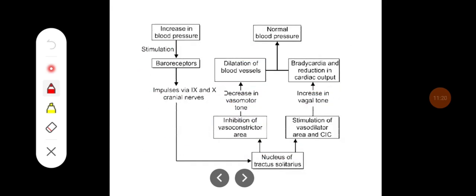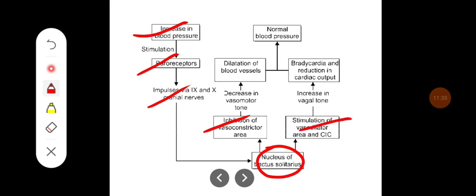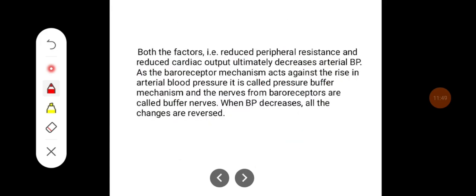So this is what is going to happen when there is an increase in the blood pressure. The baroreceptors are stimulated and impulses via the 9th and 10th nerves are brought to the nucleus tractus solitarius. From there it causes the inhibition of the vasoconstrictor area and stimulation of the cardiac inhibitory centers, which causes ultimately dilatation of the blood vessels, bradycardia, and reduction in the cardiac output, which normalizes the blood pressure. Both the factors, that is reduced peripheral resistance and reduced cardiac output, ultimately decrease arterial blood pressure.